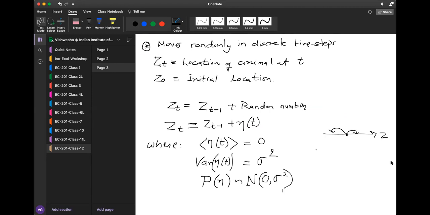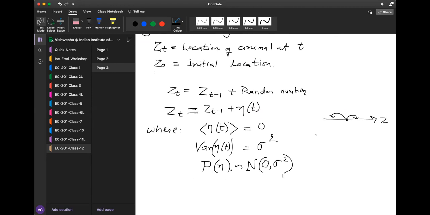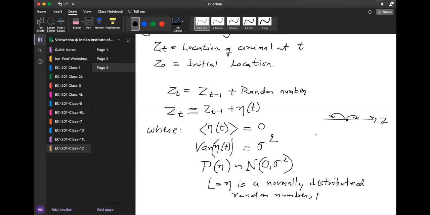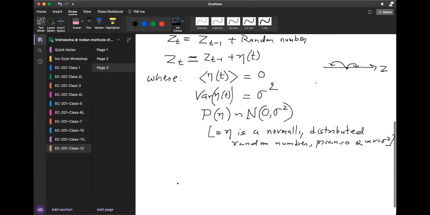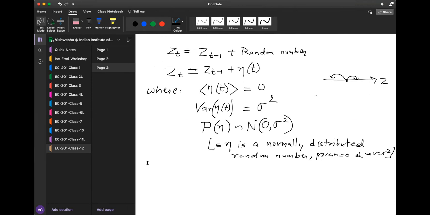for those of you who don't know, this is a standard way of writing the fact that eta is a normally distributed random number with mean 0 and variance sigma squared. The first term is the mean, the second is the variance, right? Just a standard notation to say the same. Okay, so we have defined the equation for how the animal is moving.